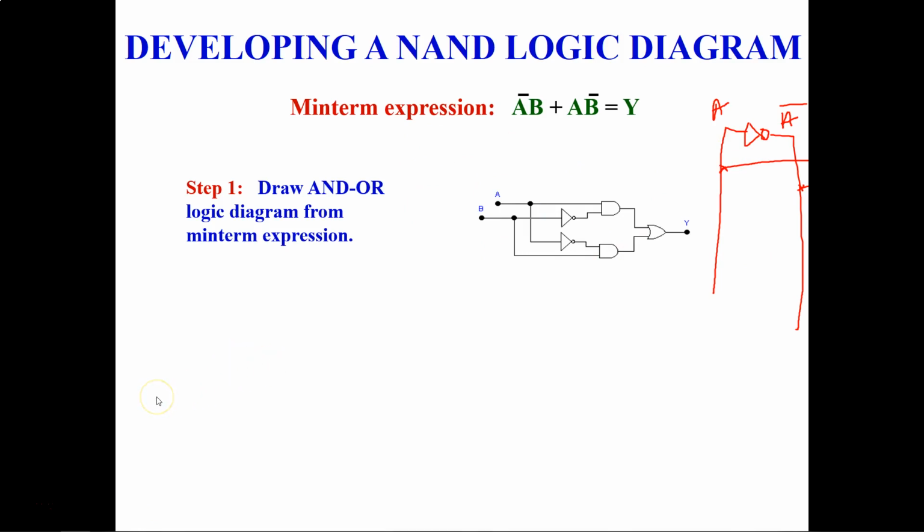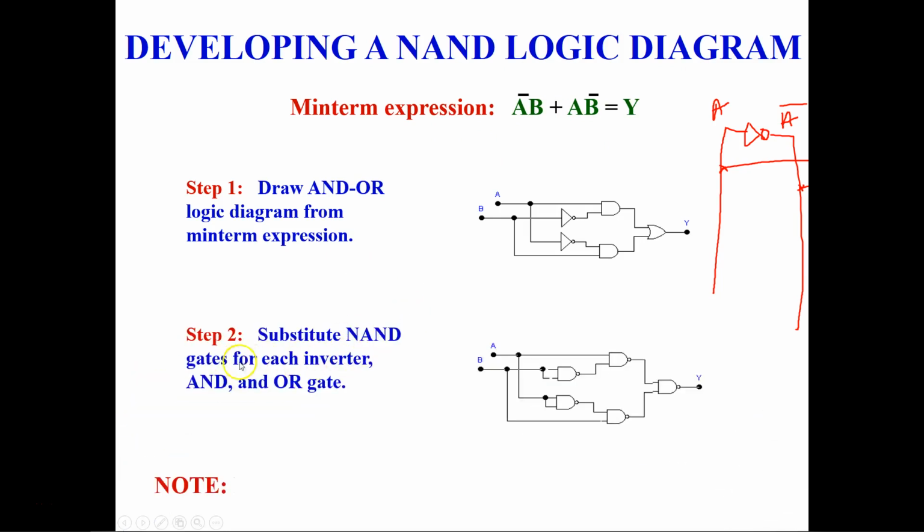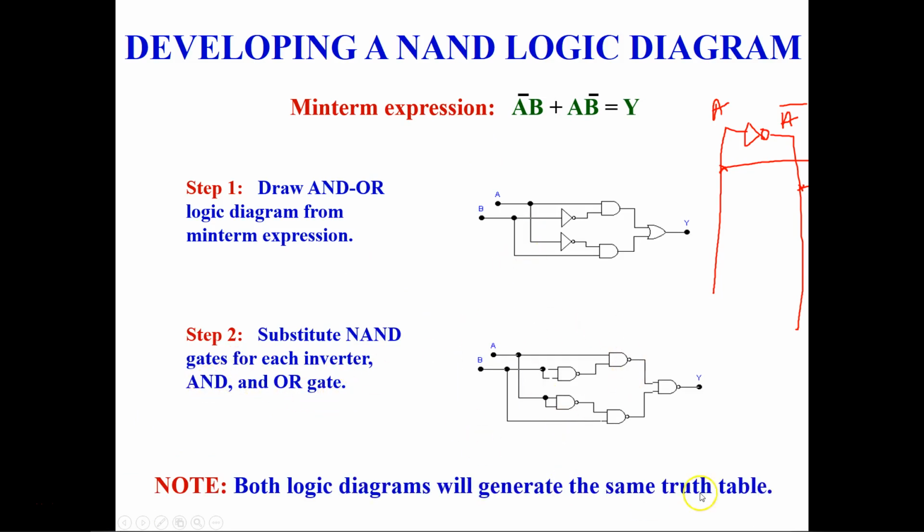Now let's see how we can substitute the NAND gate for this logic, for this minterm expression. Substitute NAND gates for each inverter and an OR gate. So this circuit which you see here is also going to produce the same output which this circuit has produced. So you can take a pause at this point and see how this is going to make the same expression as above. So how are you going to compare that?